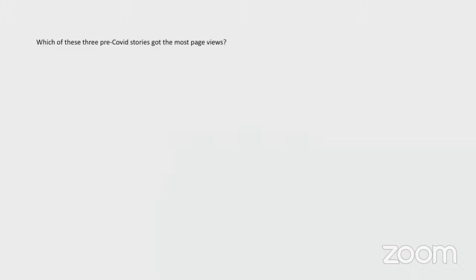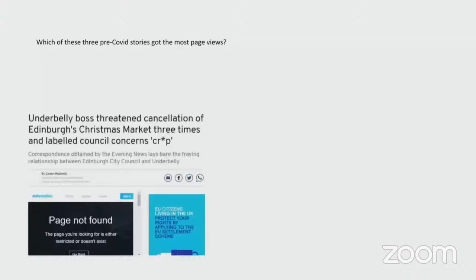So this is the interactive bit. I'm going to show you three stories that I personally wrote pre-COVID, and I'm going to ask you to guess which one got the most page views, which is what we use in the industry to judge success to an extent. With subscriptions it's a bit different nowadays, but this is a good basic metric for success. I wrote this one, which was quite a long investigation that I did back in February last year, which feels like a lifetime ago. They're all Edinburgh based, so apologies for those who don't live here.